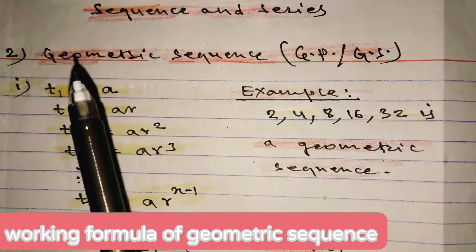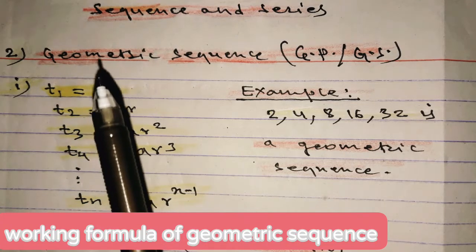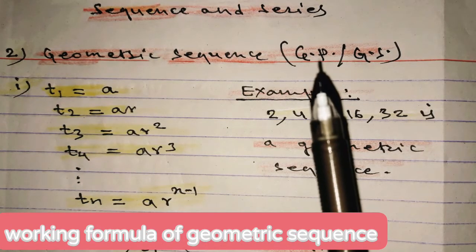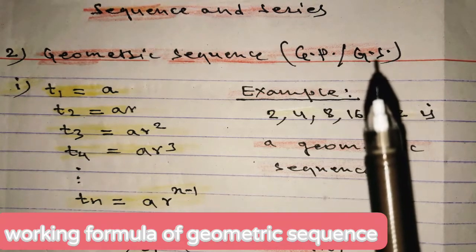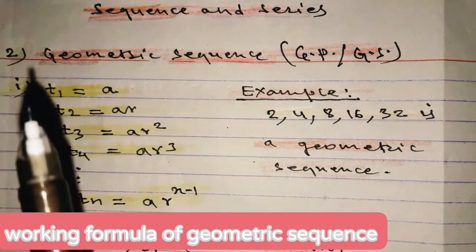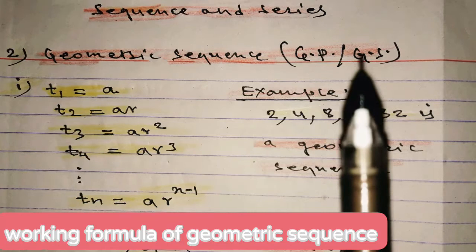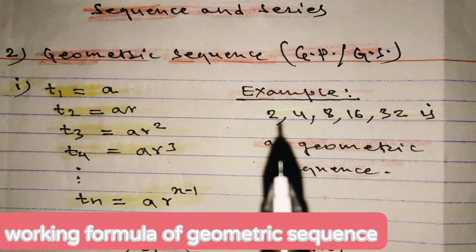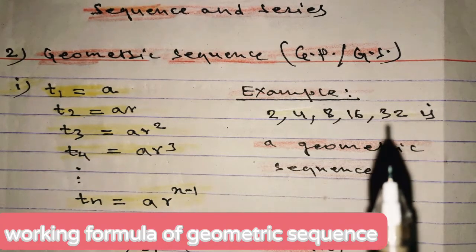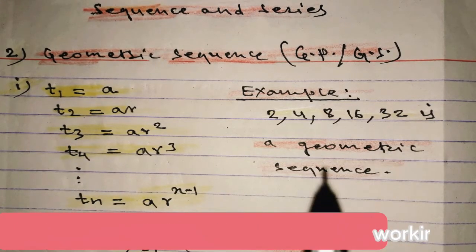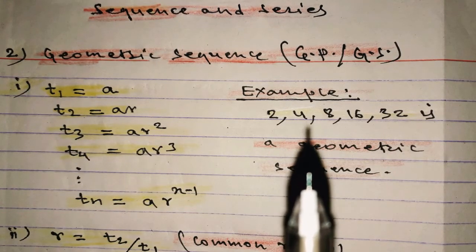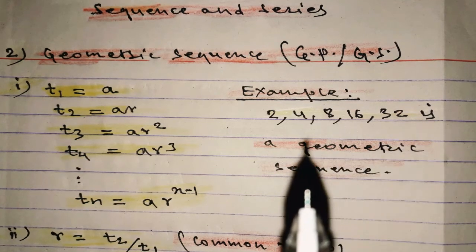Next we are going to learn the formula of geometric sequence, or we can say the formula of geometric progression. GP means geometric progression and GS means geometric sequence. They are the same. So, working formula of geometric sequence. Let's look at the example 2, 4, 8, 16, 32. This is an example of geometric sequence. In case of geometric sequence, the ratio is the same. That means the common ratio will be the same.